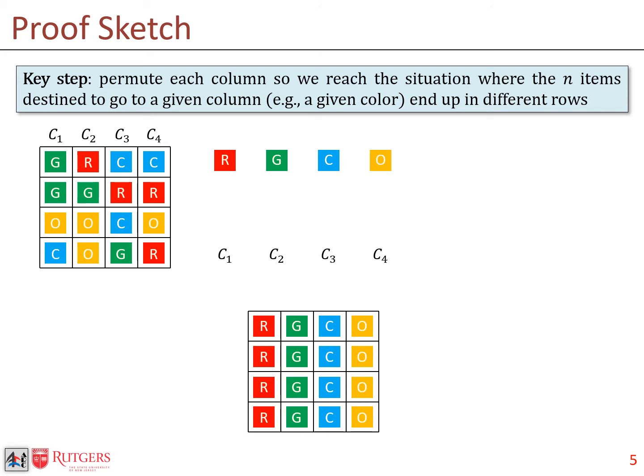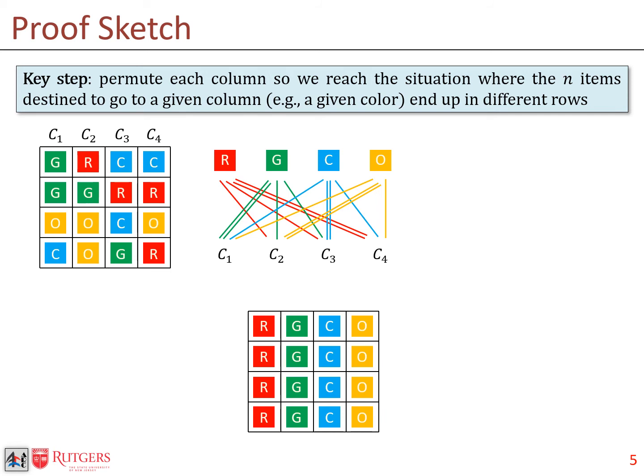So for red, we have these edges. We see that red appears in column 2 once, so there's one edge. It appears in column 3 once, one edge. It appears in column 4 twice, so we have two edges from red to column 4. We can do this readily for all the other colors and columns.